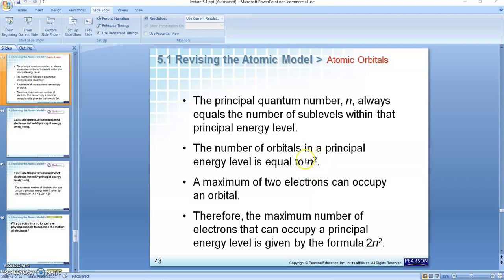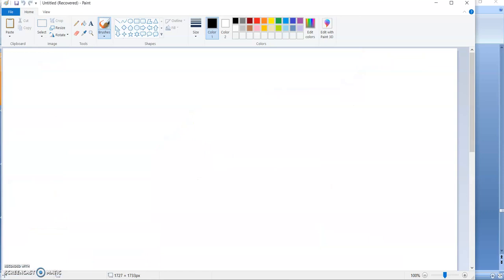Now, it turns out, for reasons I'll show you in a moment, that each level is going to hold within it n squared orbitals. So if I'm in level 3, there's 9 orbitals, 3 squared. Since each orbital holds 2 electrons, there's 2n squared electrons in a level. So level 3 holds 3 squared is 9 times 2 is 18 electrons total. Now, let me draw you a bit of a diagram to show this.